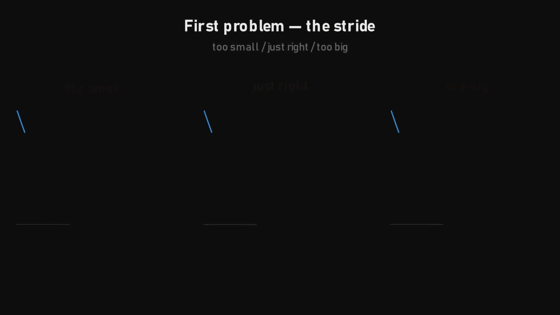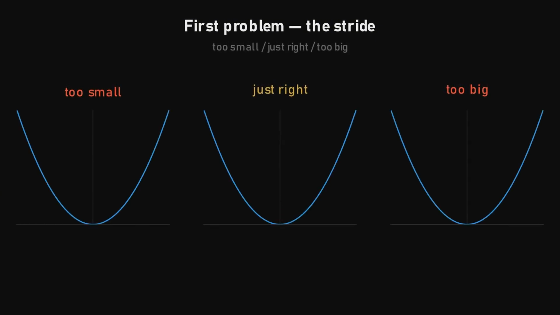Well, not quite. 2 things break almost immediately. First, the stride. Too small and you crawl forever. Too big and you leap over the valley, even bounce up the walls and never settle. No single stride is right everywhere.